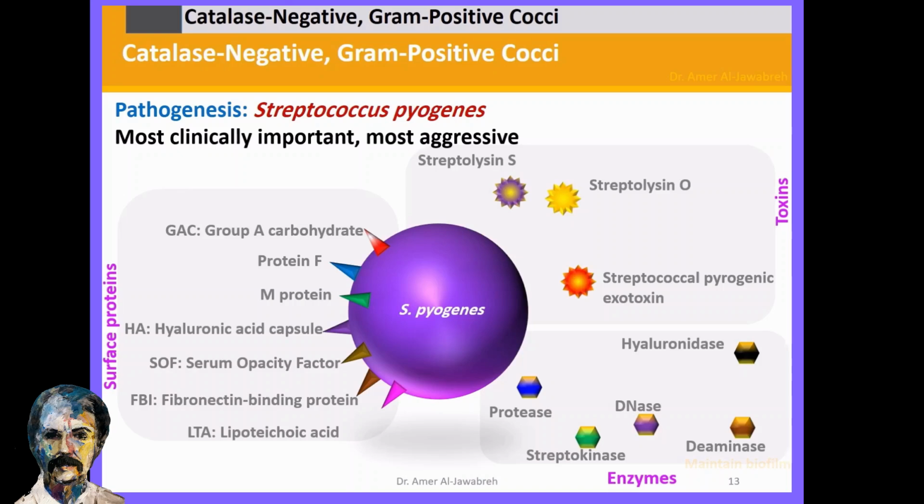So all of these are virulence factors, whether it's a carbohydrate or protein on the surface, whether it's a produced toxin, or whether it's an enzyme. So enzymes, toxins, and protein or carbohydrate on the surface. These three things are usually the virulence factors for S. pyogenes.